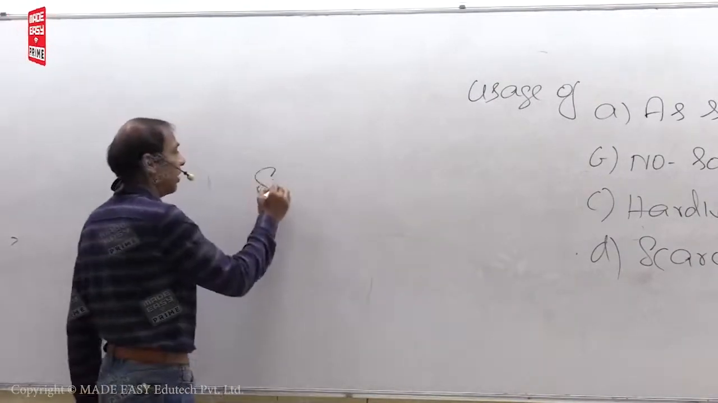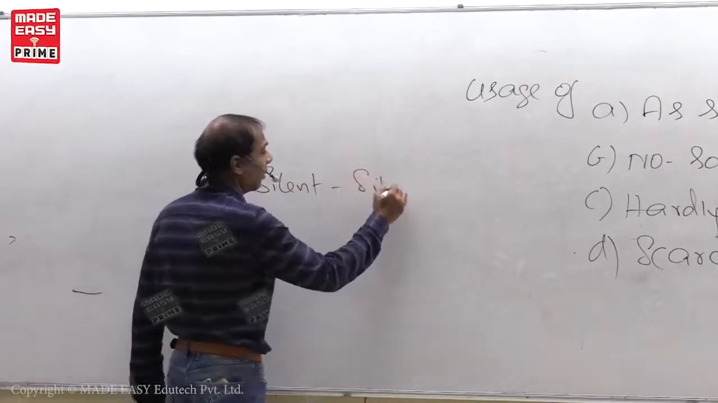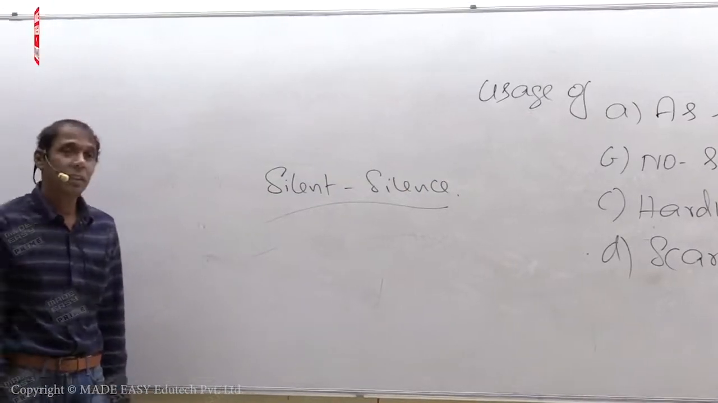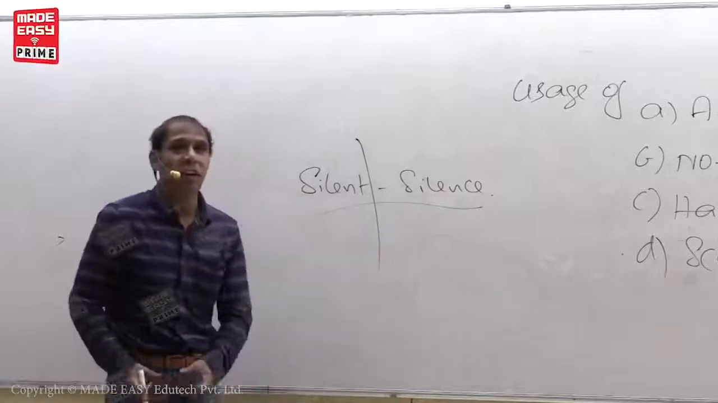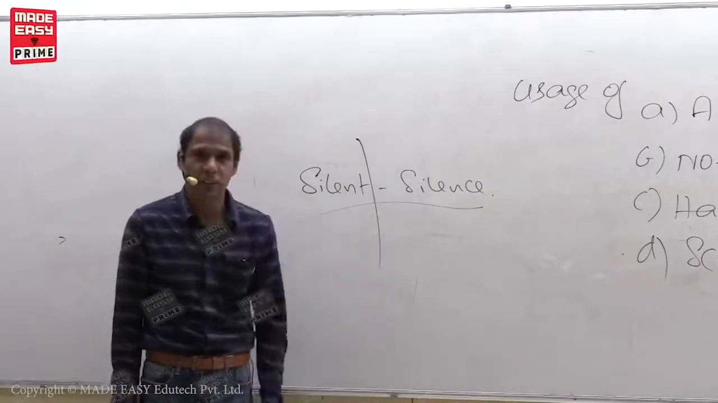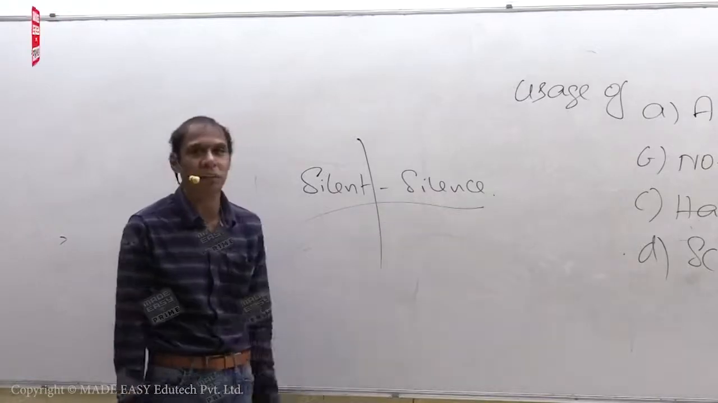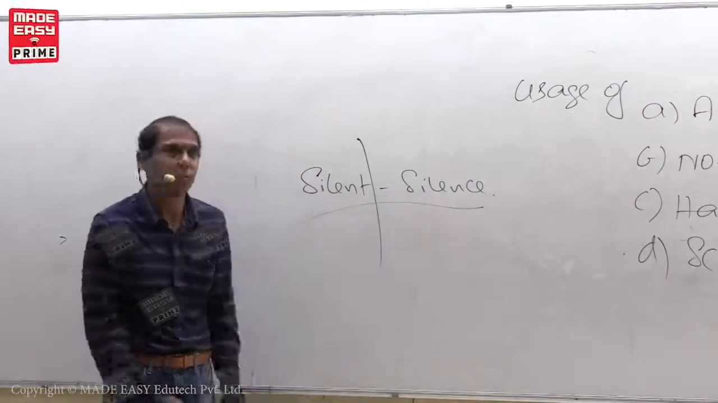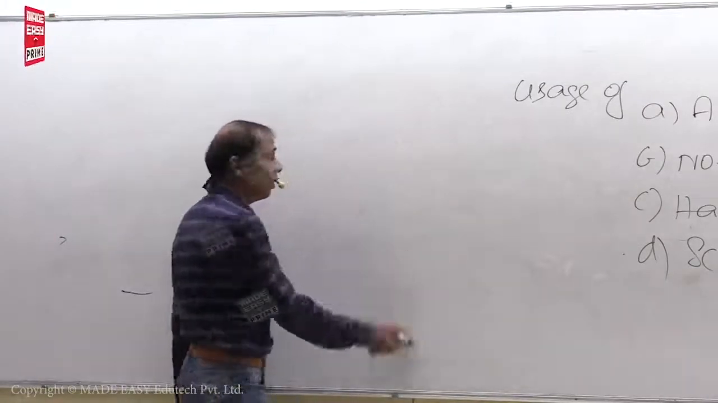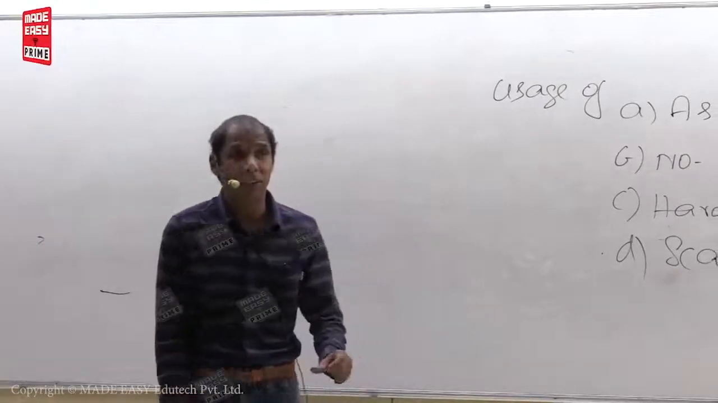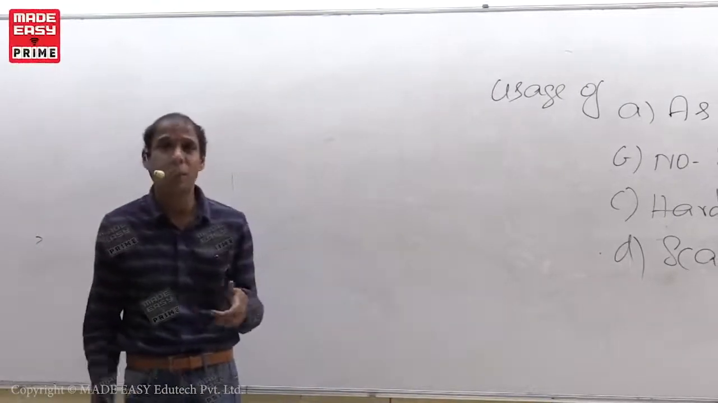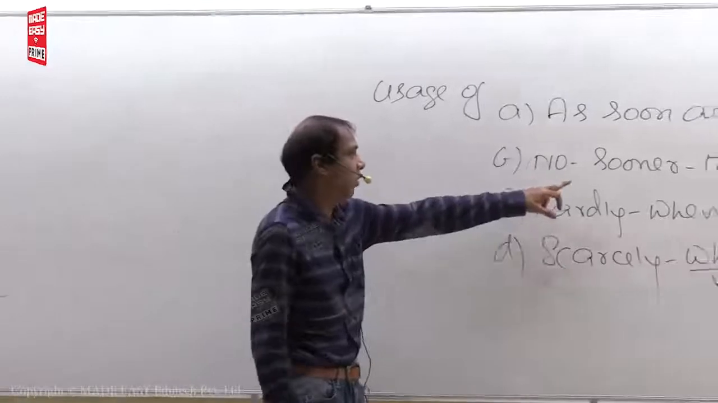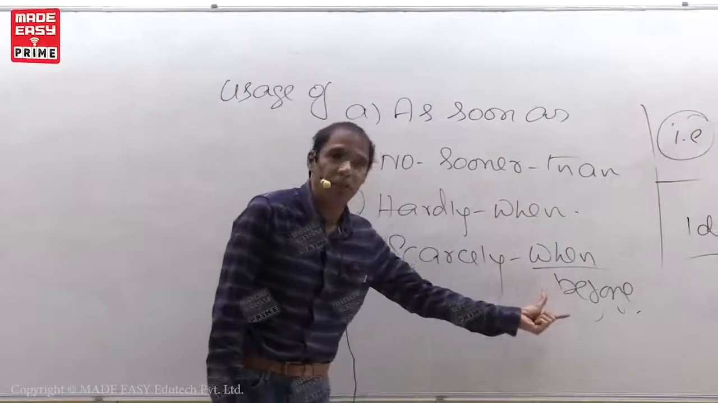What is the difference between silent and silence? Think. Singular, plural. If you are asking only one person, keep silent. If you are asking more than two persons, keep silence. That's it. This is used as singular, this is used as plural. Some words look very simple, but when others ask us, we will be in a dilemma. That's the problem.